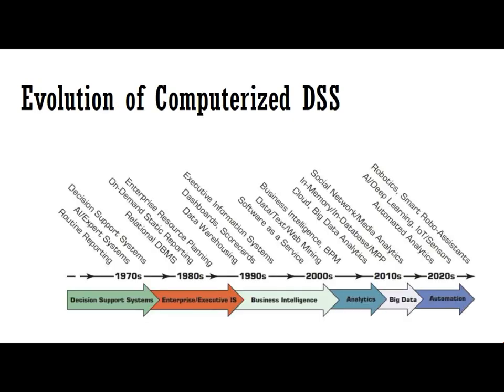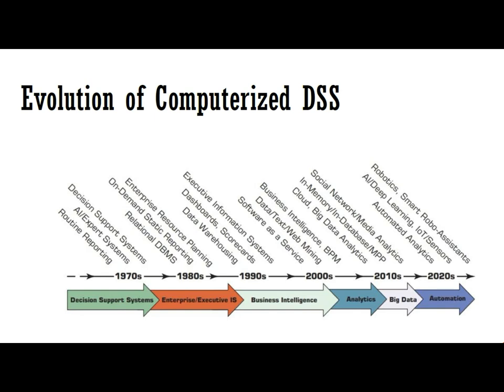Evolution of computerized decision support systems. As you can see on the left side, it starts in the 1970s, decision support systems, AI expert systems, routine reporting. As we move into the 80s, we have enterprise or executive IS systems, enterprise resource planning. Enterprise resource planning is about collecting all the data in one central location to make it easier to find information about. The relational database, the DBMS, becomes popular.